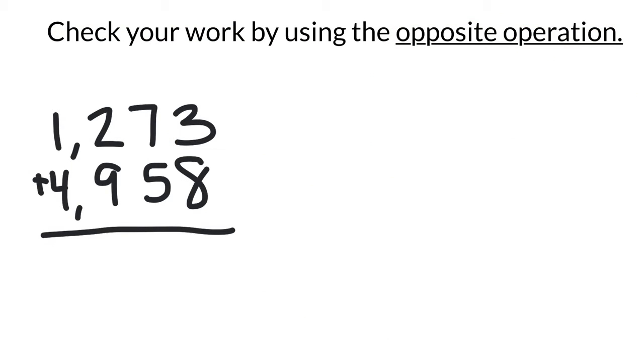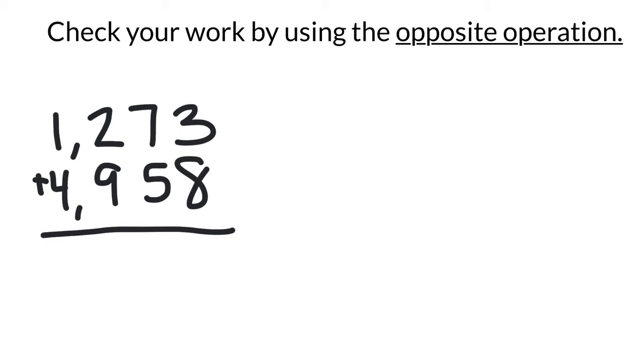Okay, so now that we understand what an opposite operation is, let's see how it can be used to check our work. So let's say that you were given this math problem. 1,273 plus 4,958. Let's use our addition strategies that you've already learned to help us find our answer. We'll start in our ones place and add each place value one at a time.